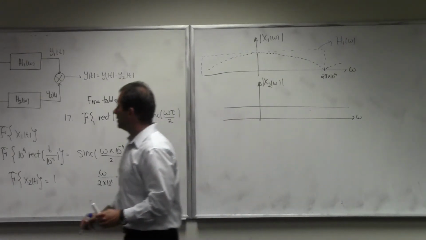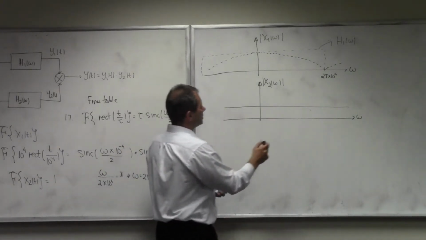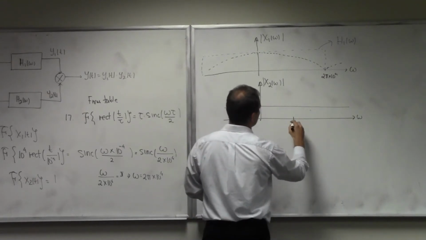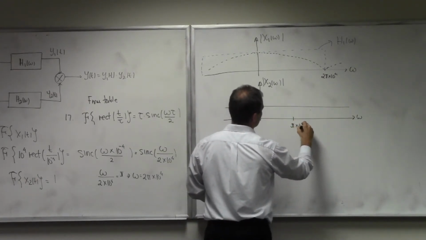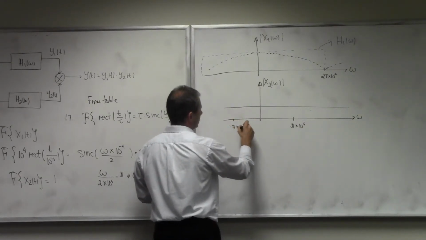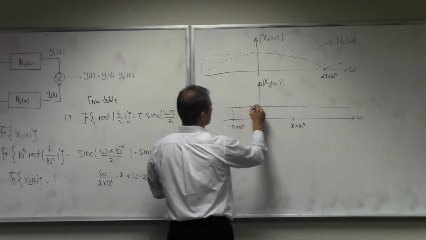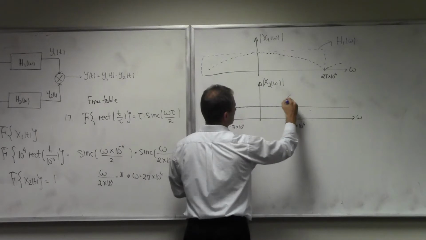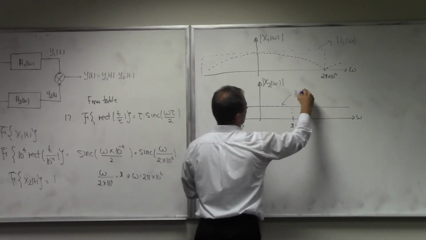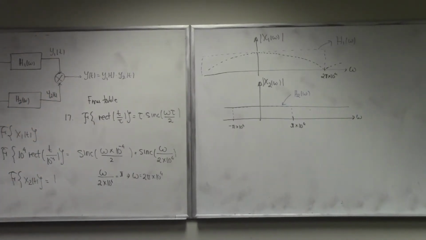H2 of omega has a bandwidth that is half of the one upstairs. So if I call this point pi times 10 to the 4, and this is minus pi times 10 to the 4, then H2 of omega looks like this. All right, so this is H2 of omega. That's the second part.